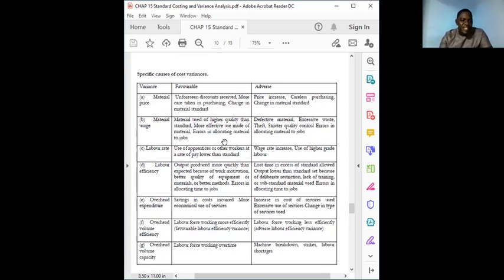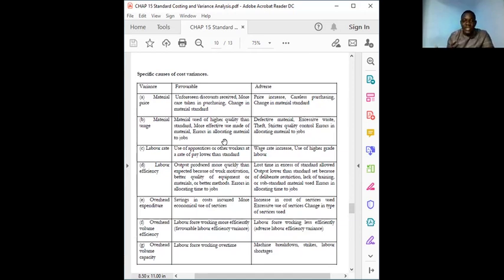For example, material price. What may be the reason why they may have a material price variance? We are talking about unforeseen discounts received, more care taken in purchasing, change in material standard. That will lead to a favorable variance, because if you get discounts, it means that you're going to buy the material at a price lower than what you had planned. However, those that can cause an adverse variance is when there's a price increase, there's inflation. So if the price that you have budgeted is 2 and now you're buying it at 2.5, it will cause a variance.